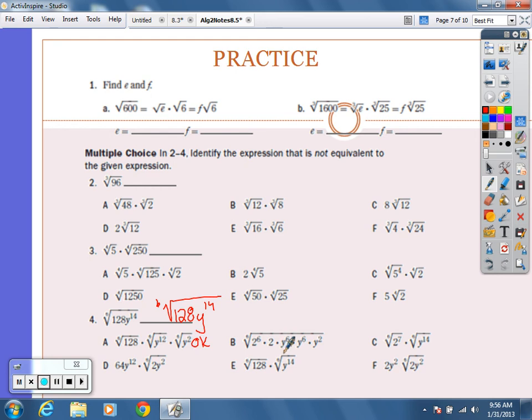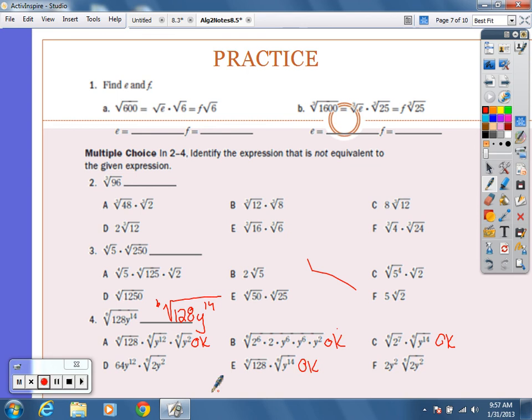Let's try 6, 12, 13, 14. The variables are okay. 2 to the 6 times 2 is 128. B is okay. Great. 2 to the 7th, 128, y the 14th. This one is okay. And the last one is 128, y the 14th. This one's okay. Okay, so let's now try these trickier ones.